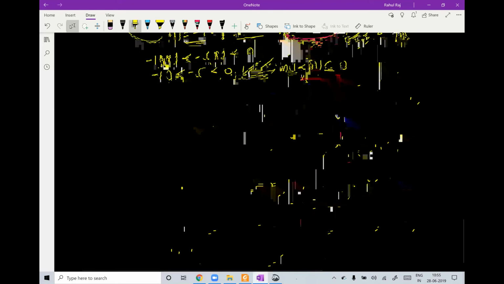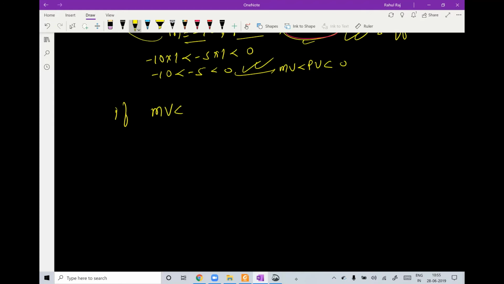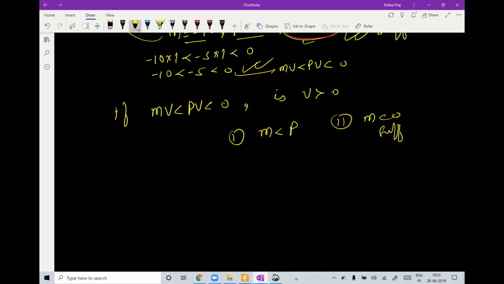See here. Now what I've told you: if the question is, if MV is less than PV is less than 0, the question is V greater than 0, right? The first option is M is less than P. The second option is simply M is less than 0. This is for sure sufficient. Now, I need to use this information for sure, right? So how do I smartly solve this problem in 20 seconds? Can I say here that the magnitude of MV is less than PV for sure, but the magnitude of MV is 100% greater than PV, right?